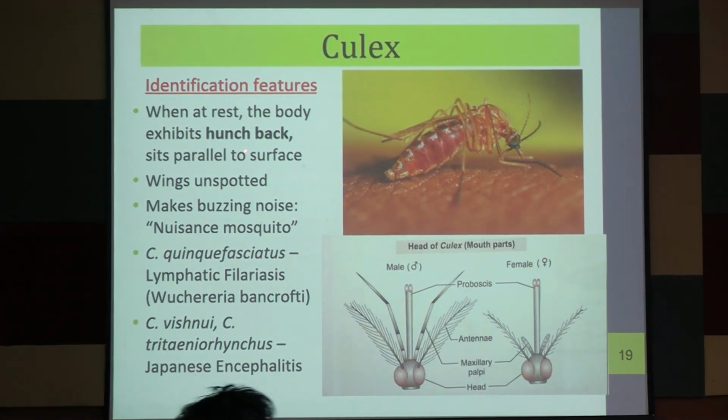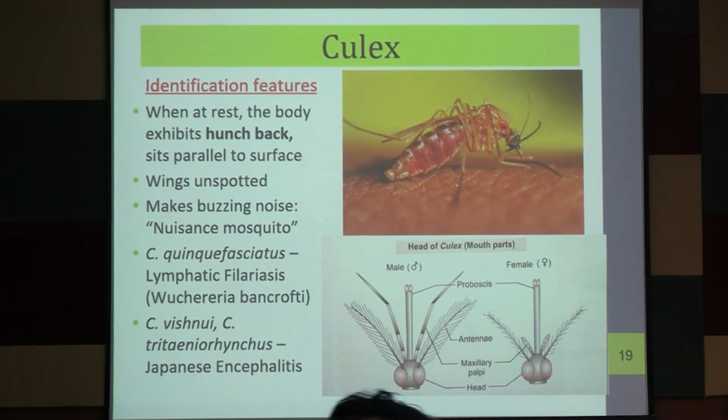Now another feature is that the wings are unspotted, but we cannot easily identify that, because the wings of mosquitoes are generally transparent mostly. So we cannot identify the spots easily. So the first feature should be the posture. Another general piece of information is that it makes a buzzing noise. That's why we call them nuisance mosquito.